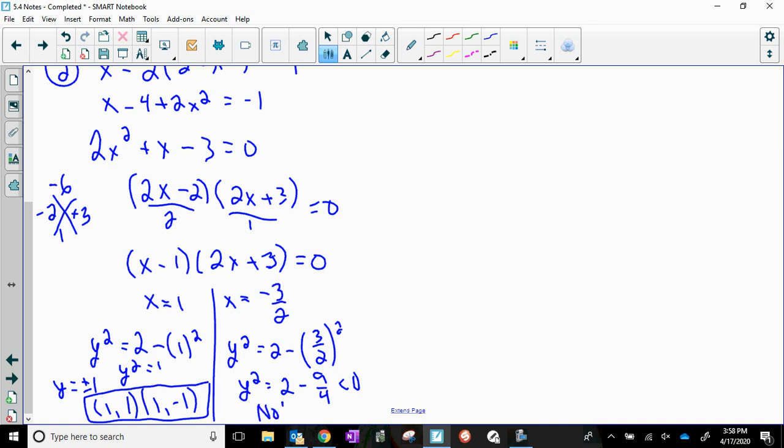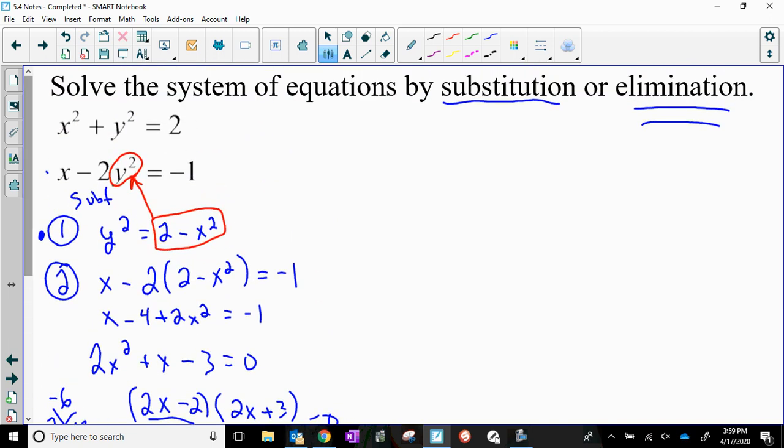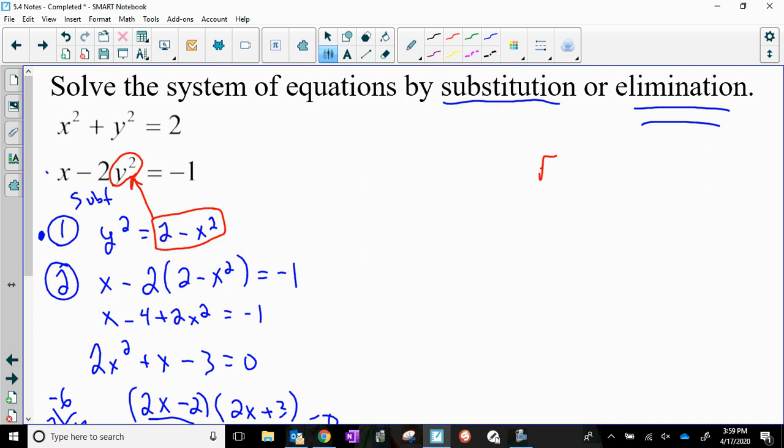This is not real. If I was taking pre-calculus in college, they would expect me to find those values. But in college algebra, we're not going to in our nonlinear system. So it only has 2 real solutions. That was the substitution method. Let me redo this problem using elimination.